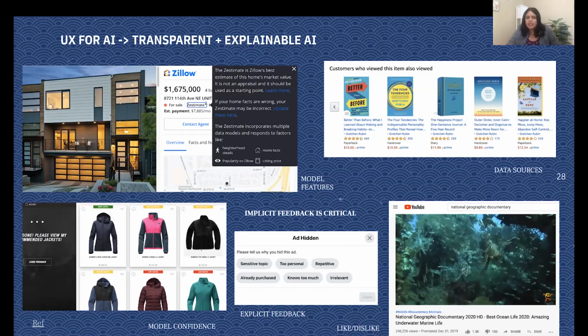The first one, Z-estimate. It clearly tells that the Z-estimate incorporates multiple data models and responds to factors like neighborhood details, home facts, popularity on Zillow, listing price. What this enables is users who look at Z-estimate now understand, oh, these are the factors that make the price what it is. Okay, I now feel that I know a little bit better. So that enables trust in their minds, which is super important.